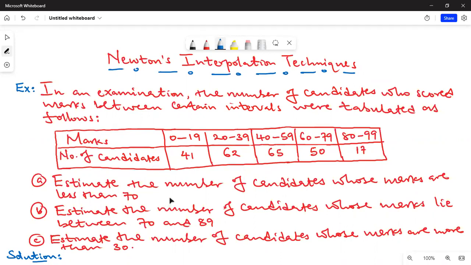In part A, we are asked to estimate the number of candidates whose marks are less than 70. Part B, estimate the number of candidates whose marks lie between 70 and 89. Part C, estimate the number of candidates whose marks are more than 30.